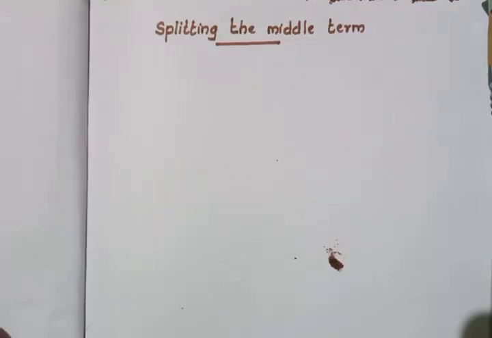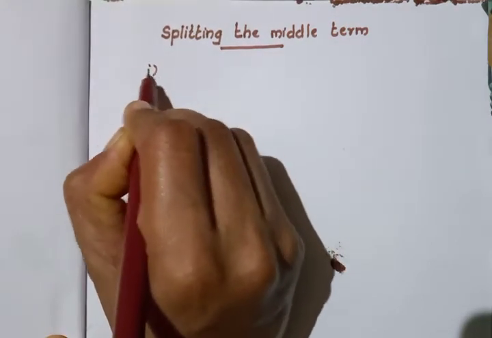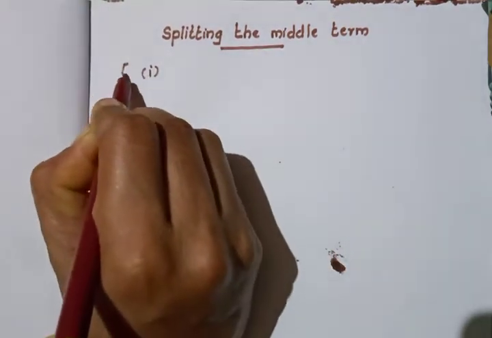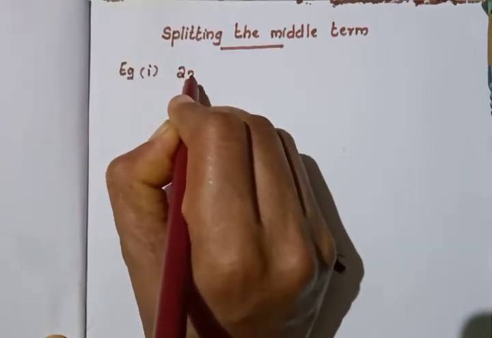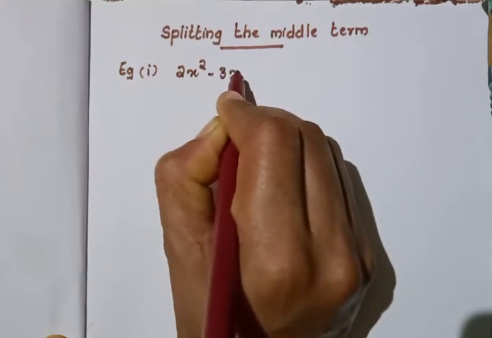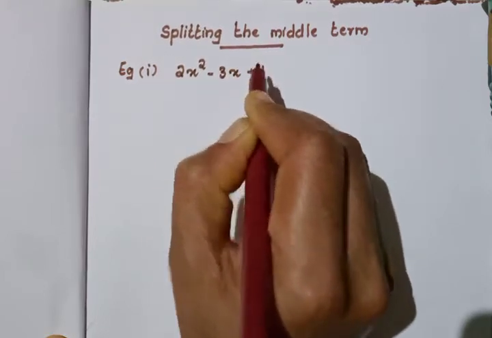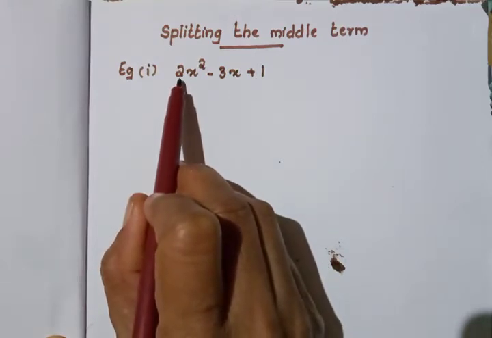So we will begin today's topic, splitting the middle term, with the coefficient of x square not equal to 1. The first example I have taken, example 1: 2x square minus 3x plus 1. You can see the coefficient of x square is not 1.